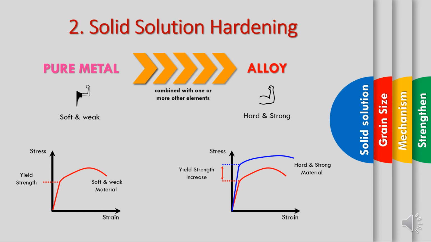If you look at the stress strain curve for the pure metals here, if we put foreign metal or impurities into the pure metal, it will become a very strong and hard alloy. And if we do some stress strain testing, it will produce a much higher graph, indicating the yield stress, or yield strength, increases.